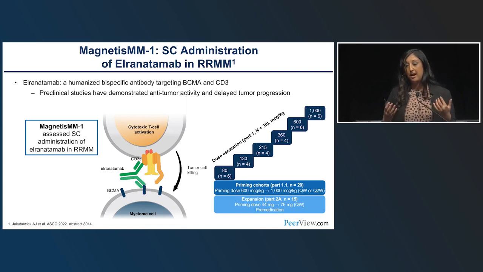And so then, of course, we have our other BCMA therapy that's coming right down the road as well, elranatamab in relapsed refractory patients. And this is the MagnetisM-1 study that looked at sub-Q administration of elra. And again, the dose escalation here. And they also had a priming dose initially, followed by the full dose.